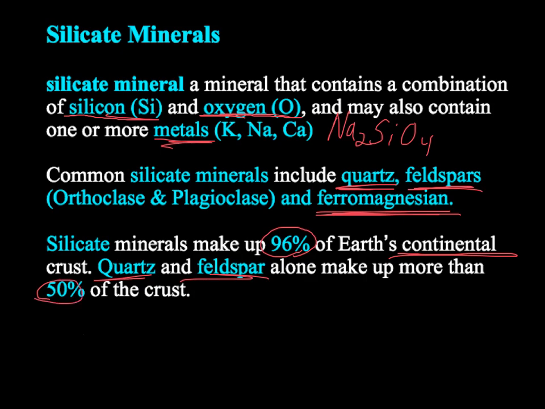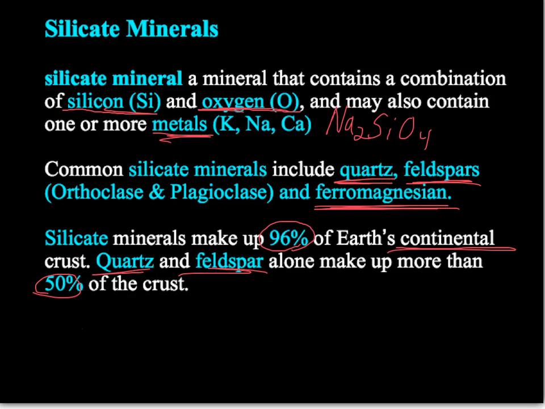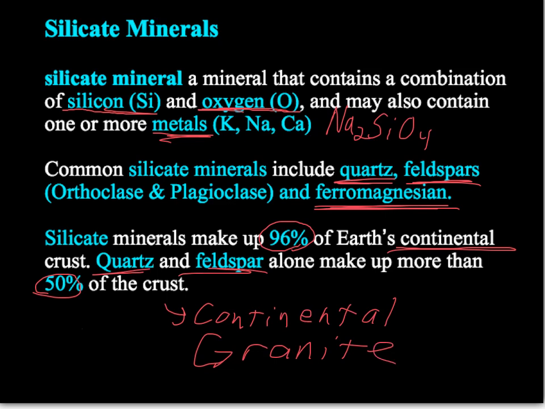So remember, this part of the crust is the continental crust, which we talked about is made up of the rock granite, which is mostly feldspar and quartz, with a little bit of ferromagnesium in there for the dark specks.